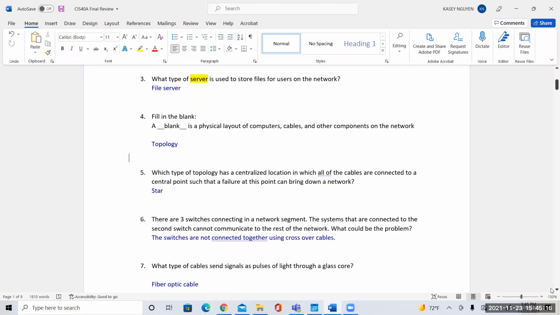For question 6, there are 3 switches connecting to a network segment. The systems that are connected to the second switch cannot communicate with the rest of the network. What could be the problem? So that means that the second switch is connecting to other switches, right? And that means that possibly the crossover cable is not being used. Remember, when we have device to device, if they're the same type of device, we are going to connect using a crossover cable.